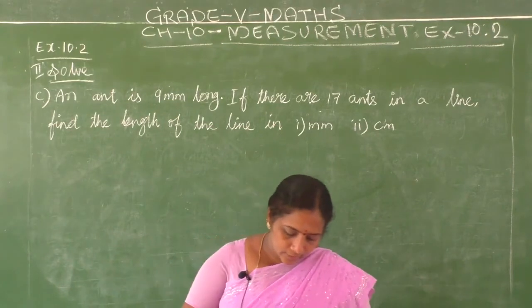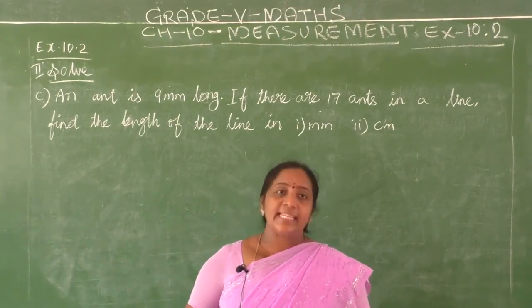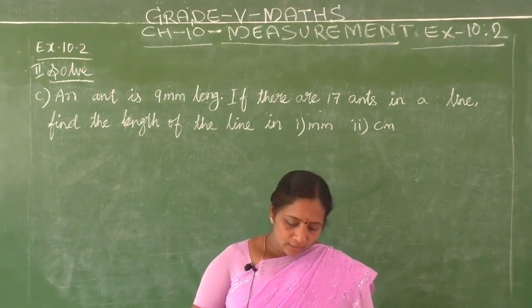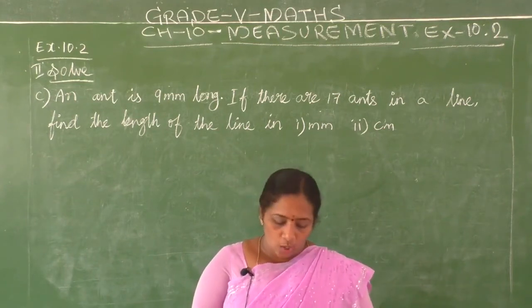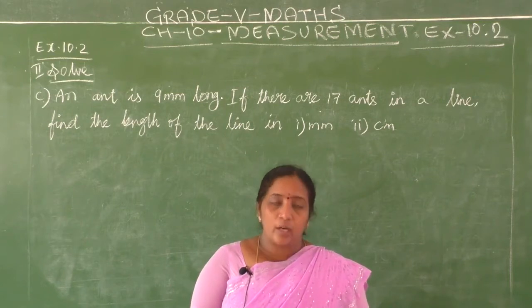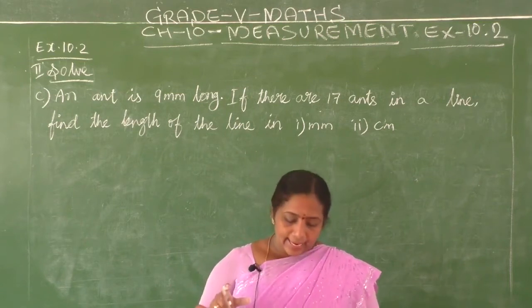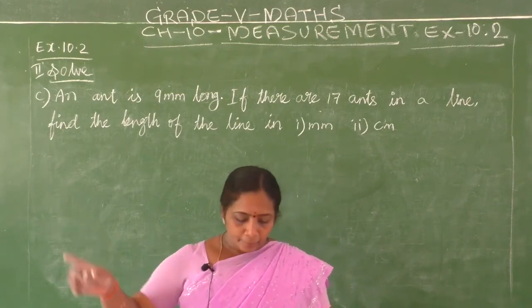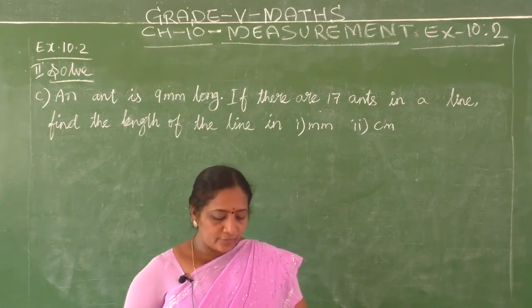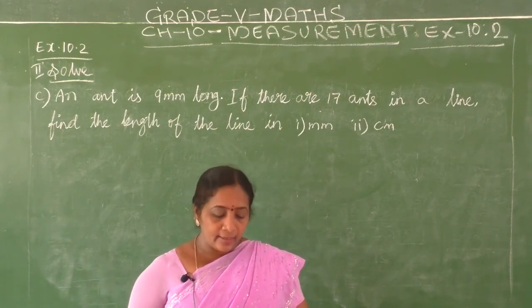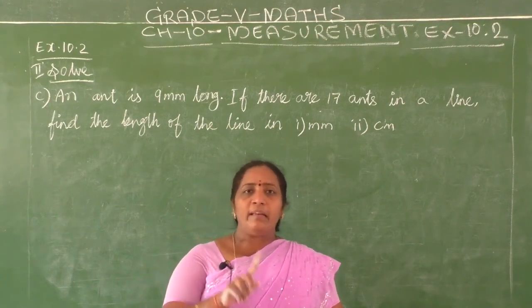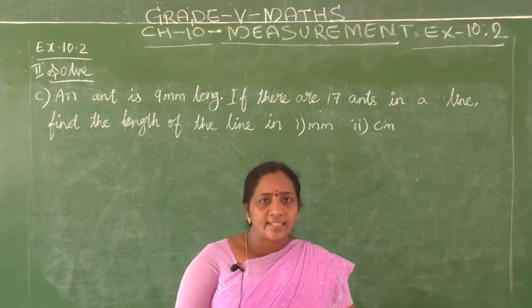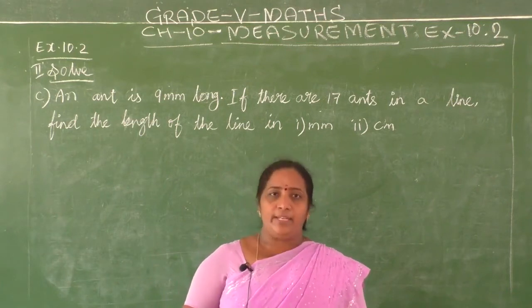Okay ma, the second Roman, the sum. An ant is 9 millimeter long. If there are 17 ants in a line, find the length of the line. They are asking in two ways. First, you have to give the answer in millimeter. Second, you have to give the answer in centimeter.